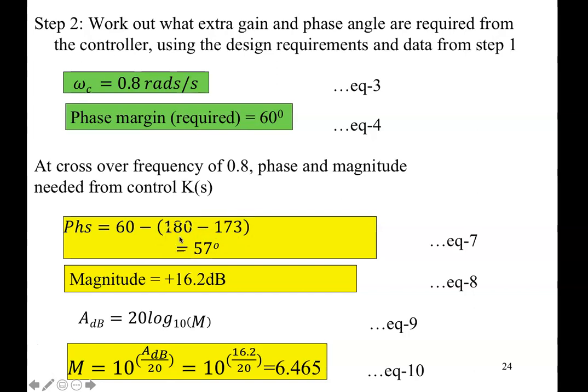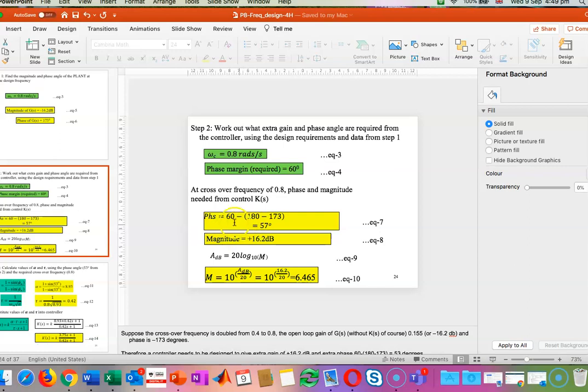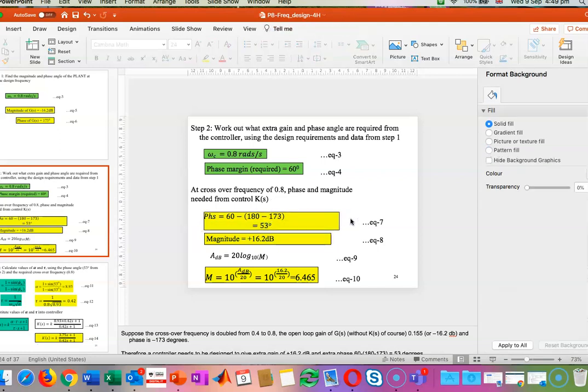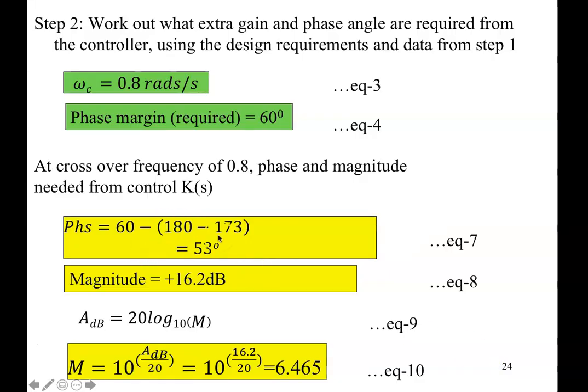So the plant will give you 7 degrees. So I already have 7 degrees, but I want 60 overall. So 60 minus 7, that should give me 53 degrees. Okay, not 57. So that's my first requirement for the controller. I want the maximum phase angle I get out of the controller to be 53 degrees.